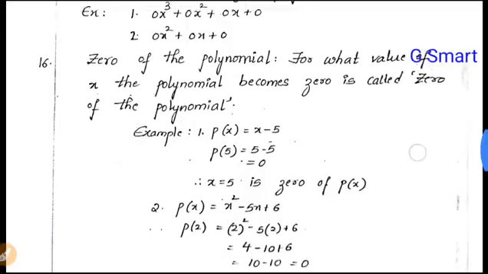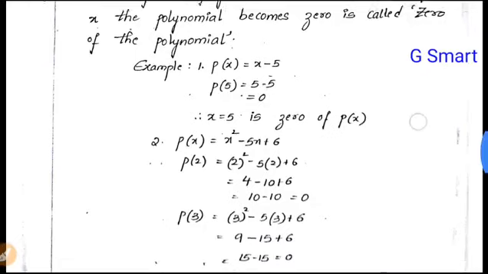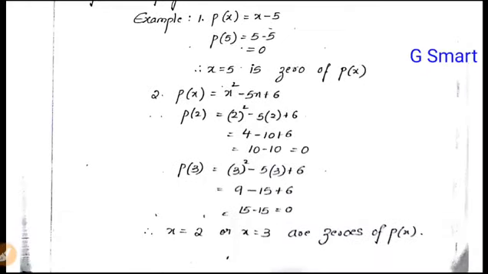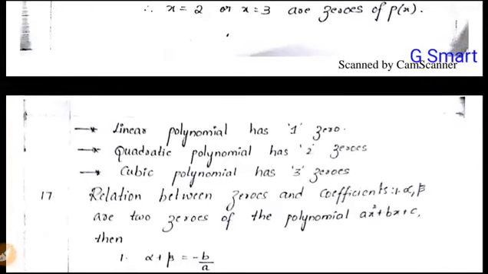That is the difference. In the second example, x square minus 5x plus 6. This is a quadratic polynomial. It has 2 and 3 as the zeros of the polynomial. So if you substitute 2, it becomes 0. If you substitute 3 also, it becomes 0. So x is equal to 2 and x is equal to 3 are zeros of the polynomial. So a linear polynomial has 1 zero because the degree is 1. A quadratic polynomial has 2 zeros because the degree is 2. A cubic polynomial has 3 zeros because the degree is 3.